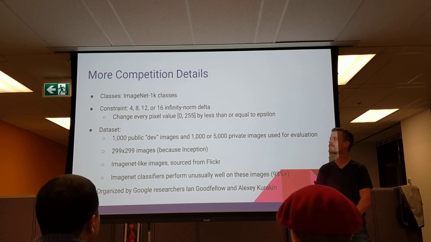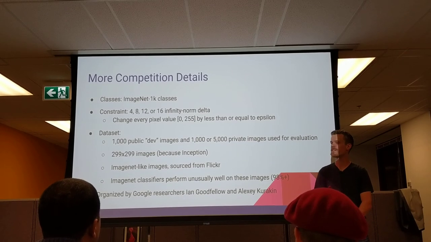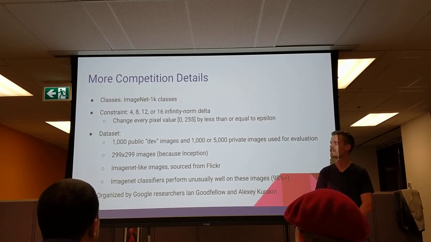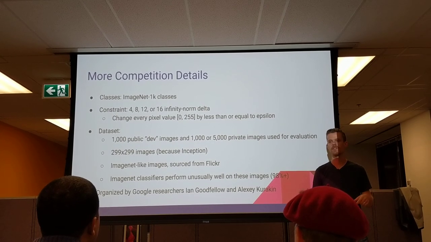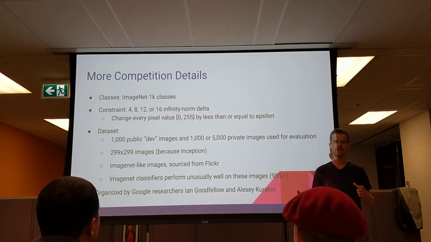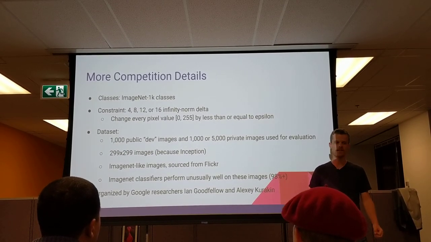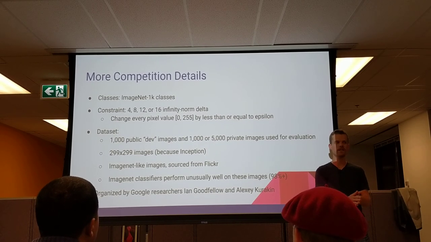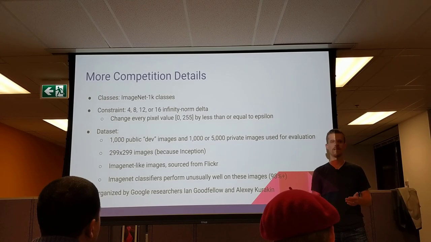Infinity norm? Yeah, I was going to jump back to that. Without giving a lecture on norms, pixel values are in principle between 0 and 255, or sometimes we normalize them between 0 and 1. If we talk about the 0 to 255 range, an infinity norm of 8 as a constraint means you can take every single value for every single RGB pixel and move it up or down by as much as 8.